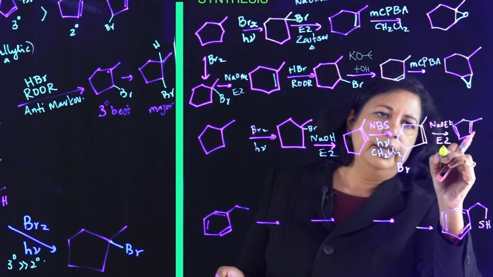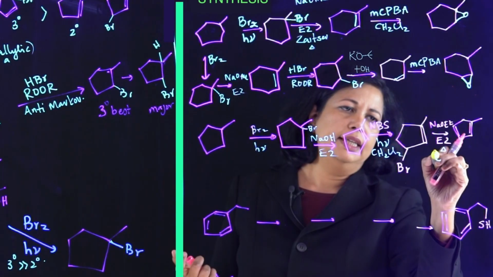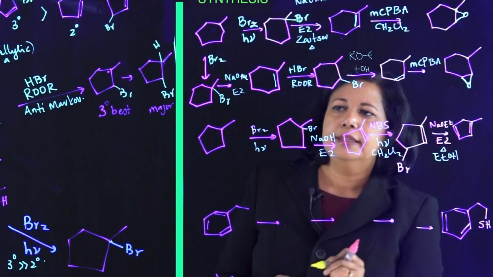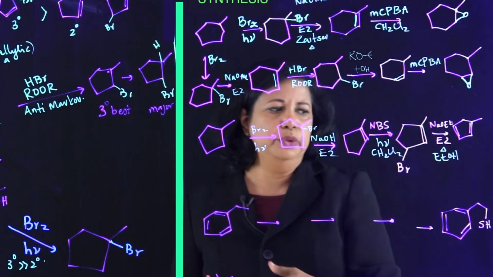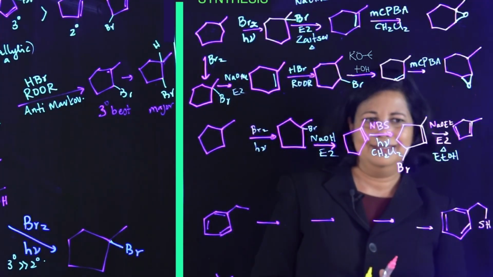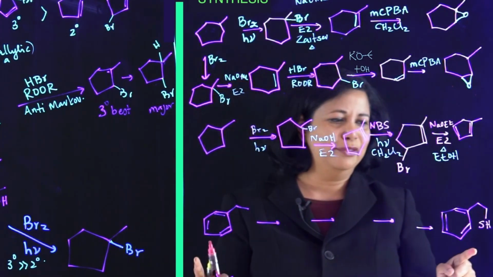And here too you're going to have heat because you want elimination, and you are going to have, let's say in this case, ethanol. So that's one of the ways you can go in the reverse and try to do functional group changes. All right, so let's see what we have here.